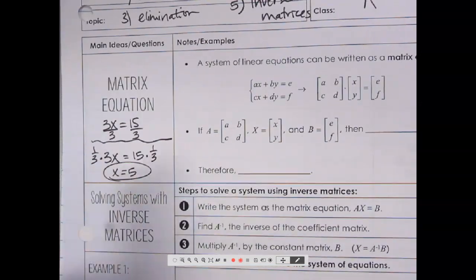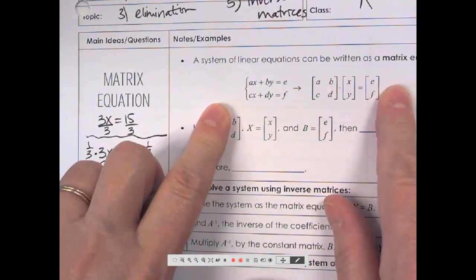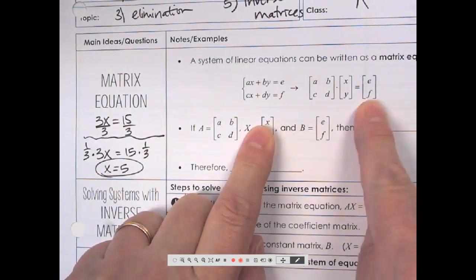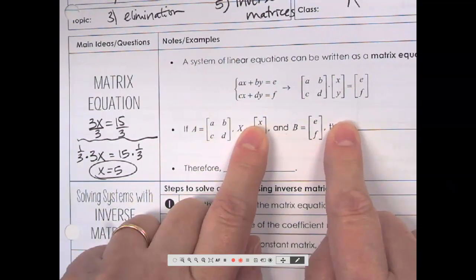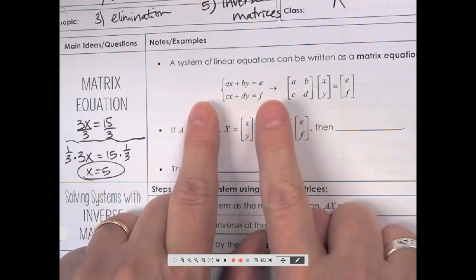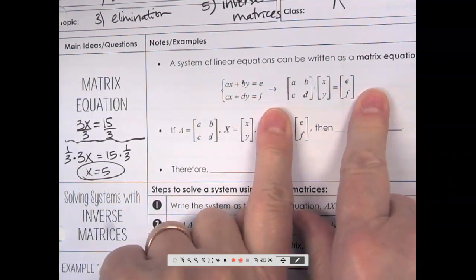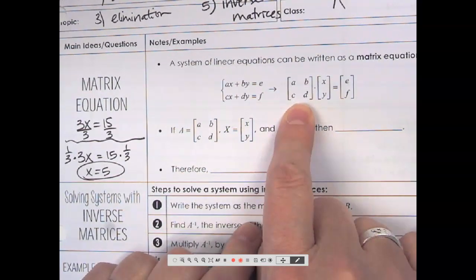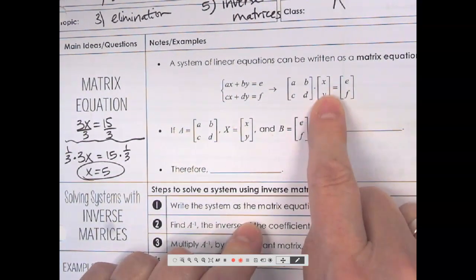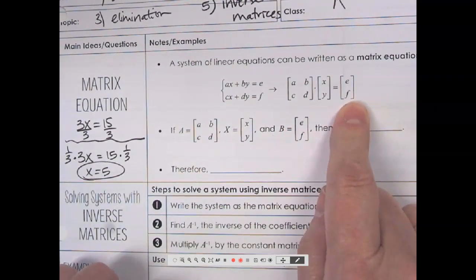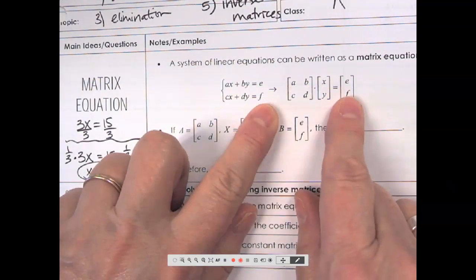Okay. A system of linear equations can be written as a matrix equation. Just look at this and see if you can tell me what's going on. Regular system of equations, matrix equation. Okay, so where did this first one come from? All the coefficients. Where did this one come from? The variables. And what is this one? The constants.